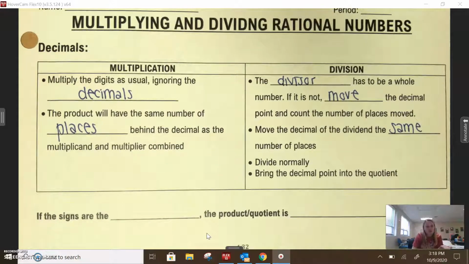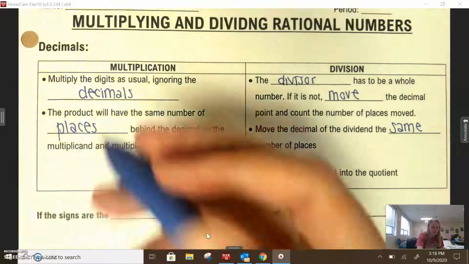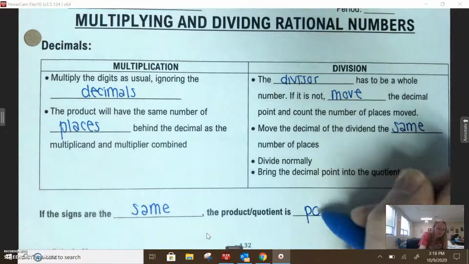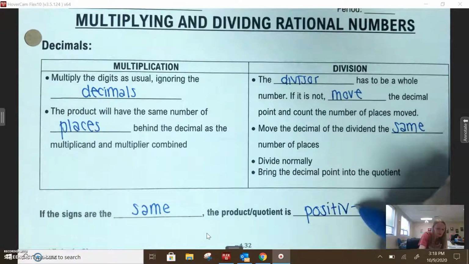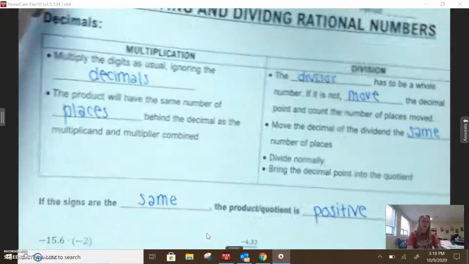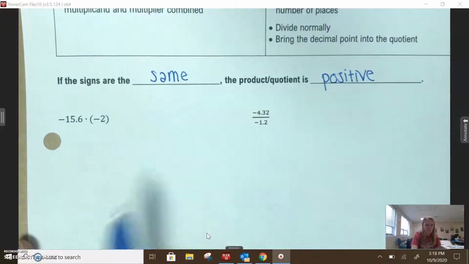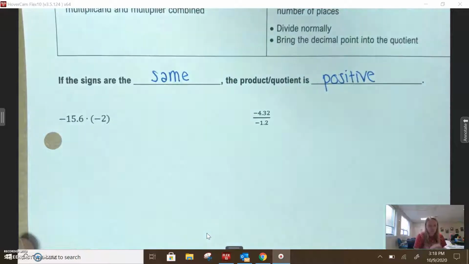As for a review of how we multiply and divide with integers, so if we have positives and negatives, if the signs are the same, then my answer will be positive. So if I have two negative numbers, it's going to make a positive product or quotient. So I have two different examples here. The first one is multiplying.